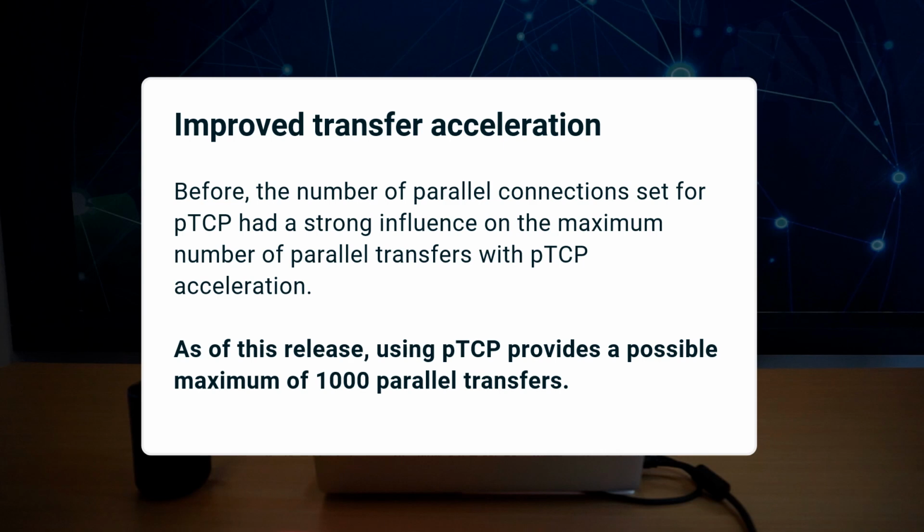In this case, after reaching the limit, new transfers were put on hold and a retry mechanism carried out, thus impacting performance. Now, PTCP provides a maximum of 1,000 parallel transfers regardless of the number of connection settings. Thereby, this reduces the risk of reaching limits and putting transfers on hold.